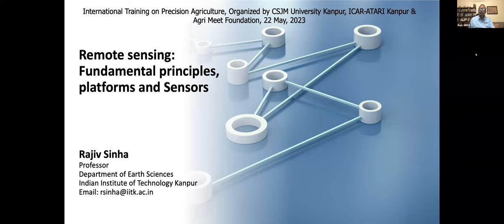Now, the topic I'm going to talk about today is related to remote sensing. We will start today with the fundamentals of remote sensing: what kind of satellites there are, what kind of platforms, what kind of sensors. Because, as you might already know, remote sensing data, particularly from satellite platforms, is becoming an extremely powerful resource for managing the agriculture sector.